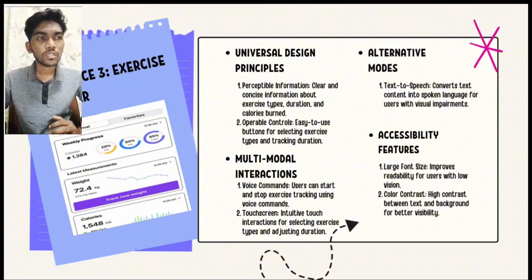The alternative mode is text to speech, which converts text content into spoken language for users with visual impairments. Accessibility features: large font size, which improves readability for users with low vision, and color contrast, high contrast between text and background for better visibility.